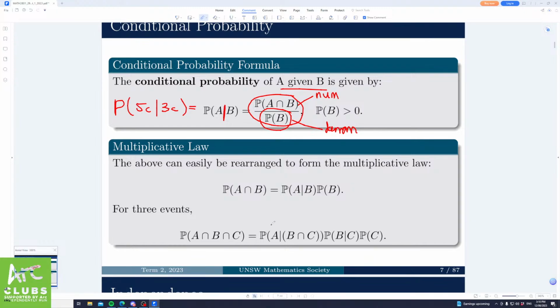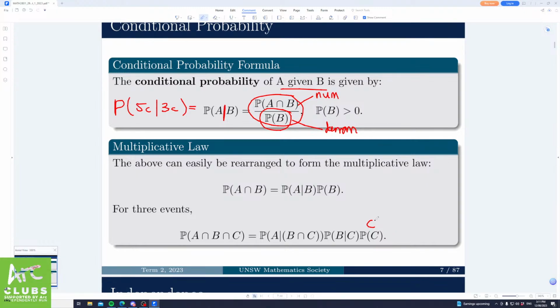For 3 events, it might look a bit more confusing, maybe a bit less intuitive. However, it's actually pretty straightforward if you really think about it, because to get the probability of A and B and C, what we can first do is try to find the probability we get the event C. That's going to be P of C. And then once we've got event C, let's think, how can we get probability B as well?